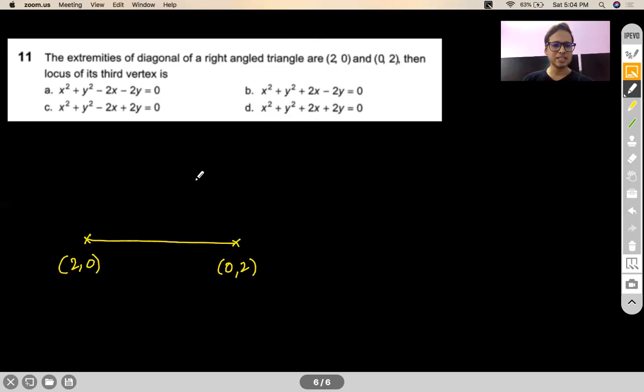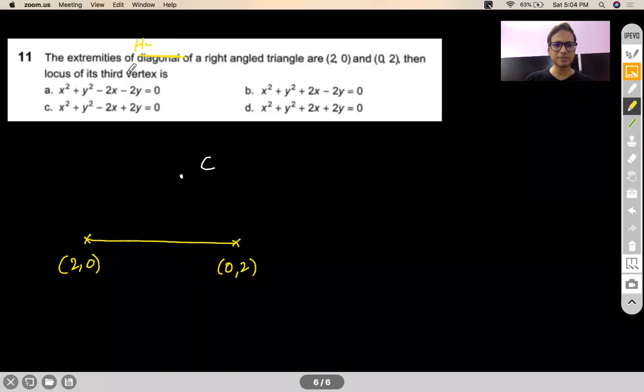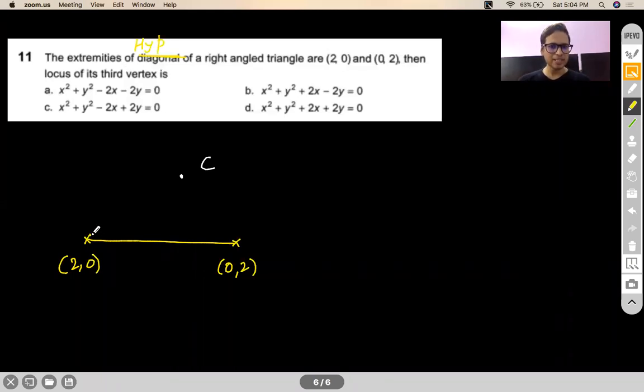Now the third vertex C, this guy is always moving, this guy is dancing. It is moving in such a way that, by the way, this should not be a diagonal of a right angle triangle, this should be a hypotenuse. The right word is hypotenuse. Such that A and B are the hypotenuse of this right angle triangle. Diagonal is not the right word.